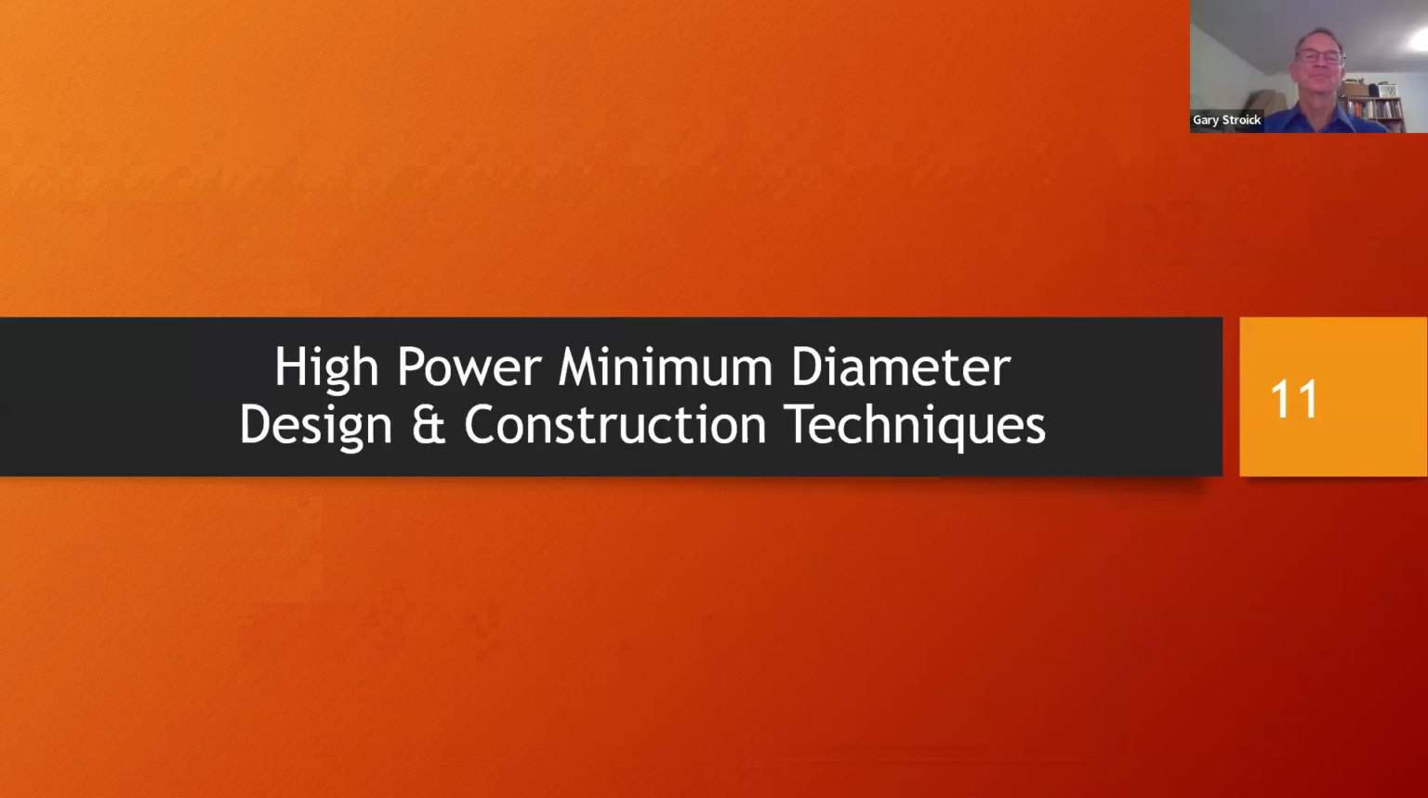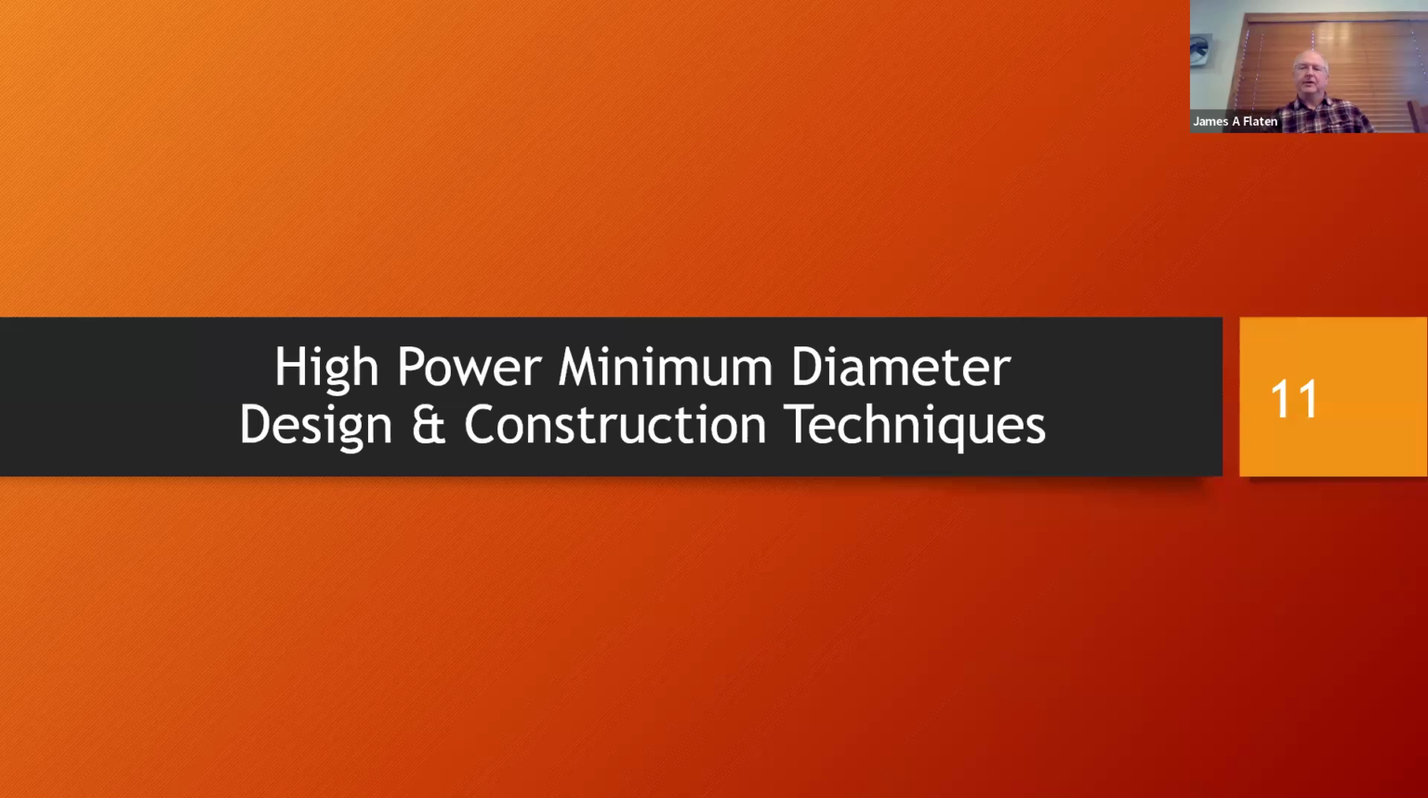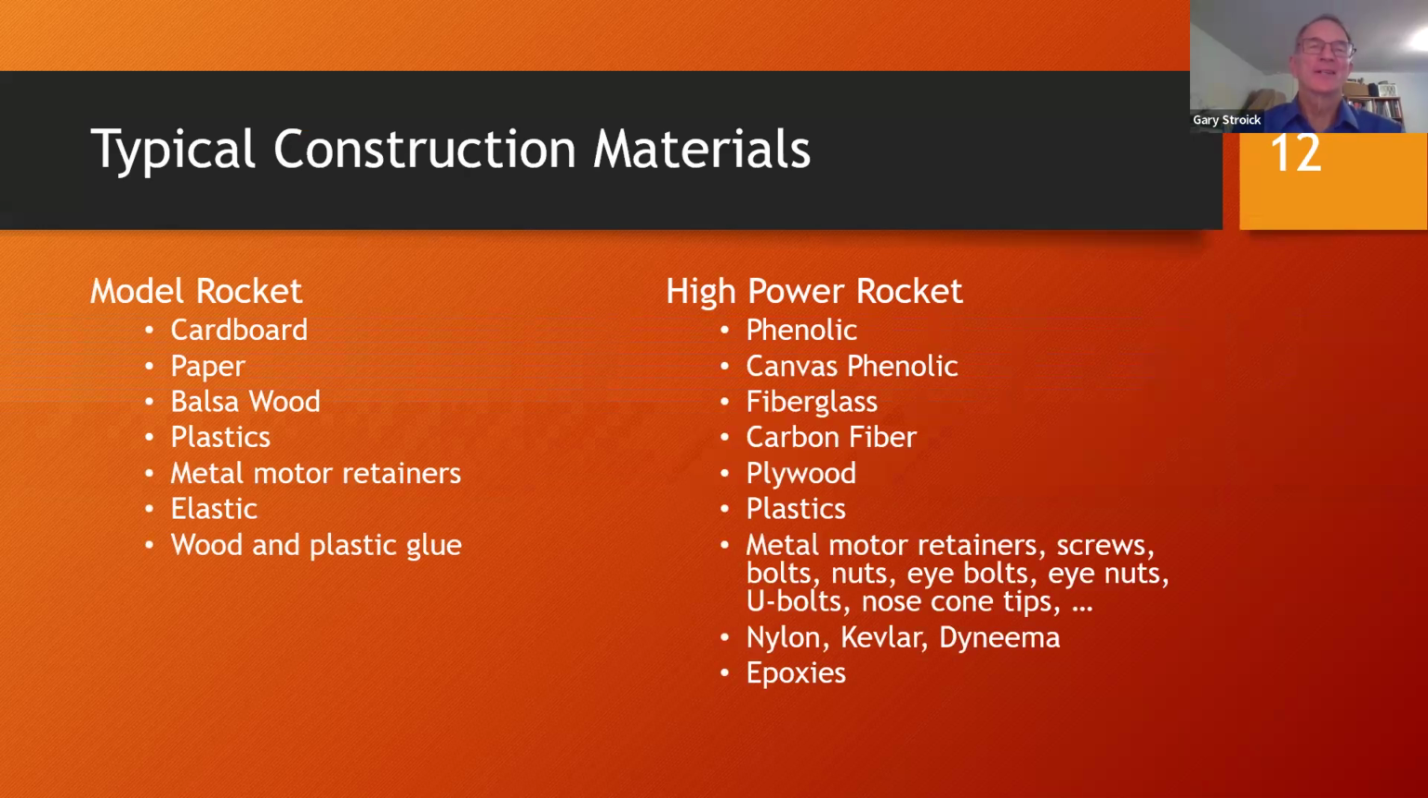I'll turn it over to Gary with some comments about minimum diameter, which is of particular interest to people in the 2024-2025 competition where you're trying to go as high as possible. All right, so today we're going to talk about those. As James just stated, one of the challenges for the 2024-2025 competition is to go as high as possible with an H550 motor.